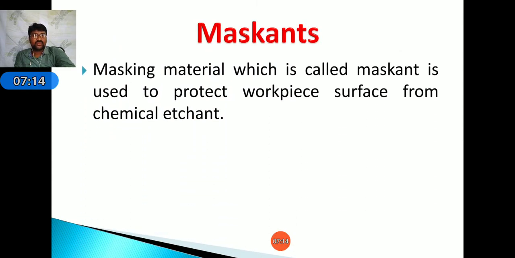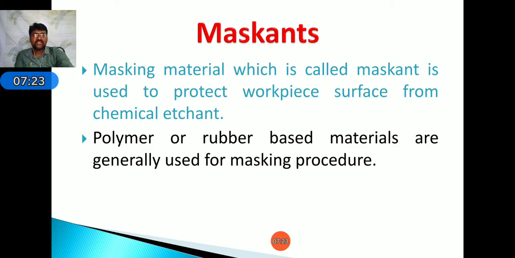Next, coming to maskant material, which is called maskant, is used to protect the workpiece surface from the chemical etchant. Polymer or rubber based materials are generally used for the masking procedure.